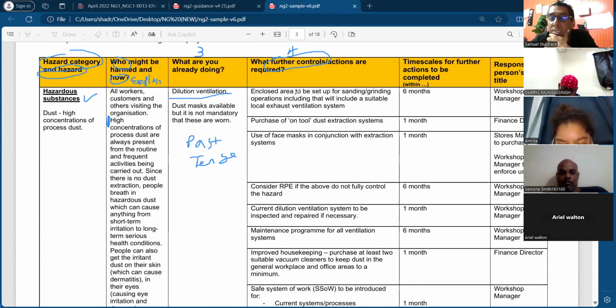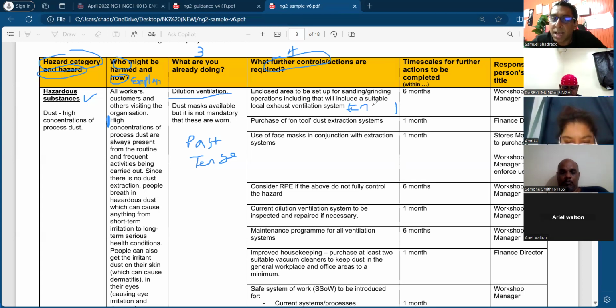Next week, I'll spend a little bit more time on that. I'm watching the time running out, but I want to finish off these two on this side here. So you can put here, the problem was dust. The further controls are the solution for dust. Enclosed area to be set up for sanding and grinding operation, including the use of a suitable exhaust ventilation system. Most students put the hierarchy word that lines up to that. That is engineering controls. An LEV system is an engineering control.